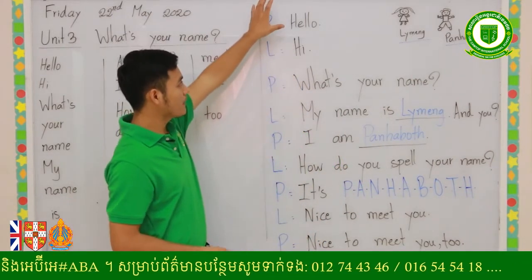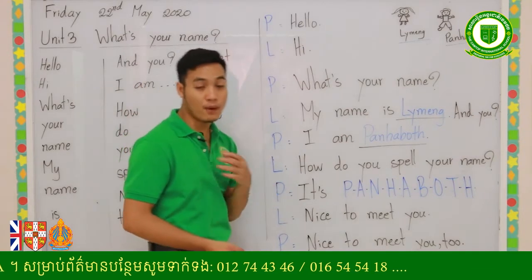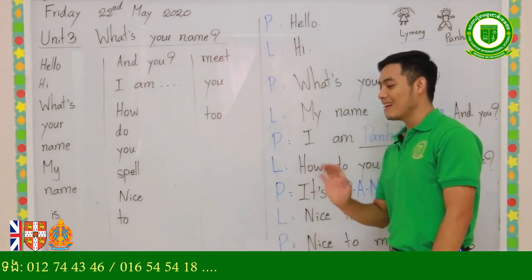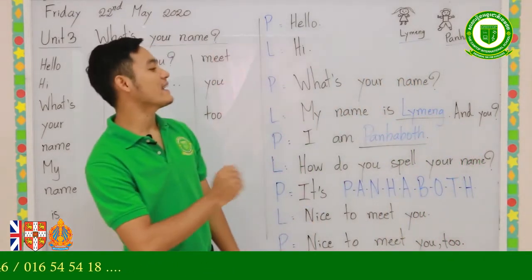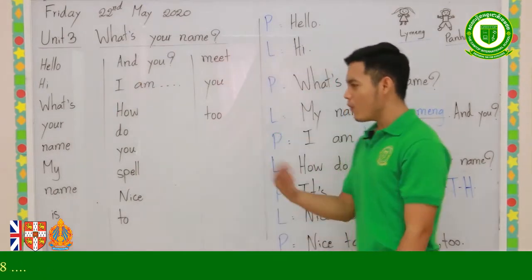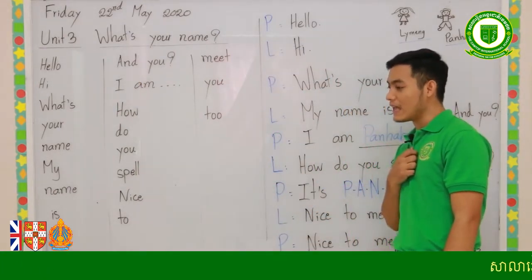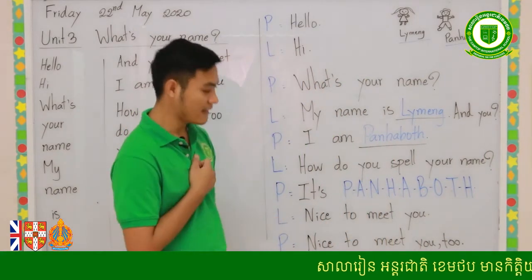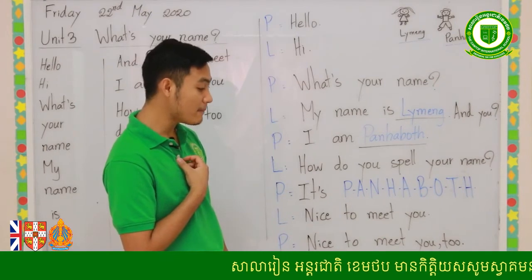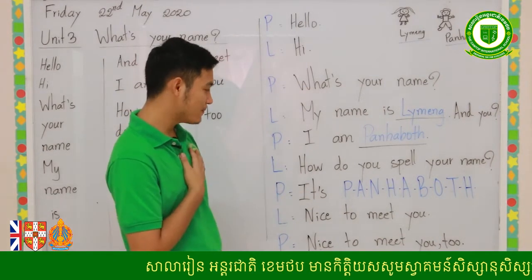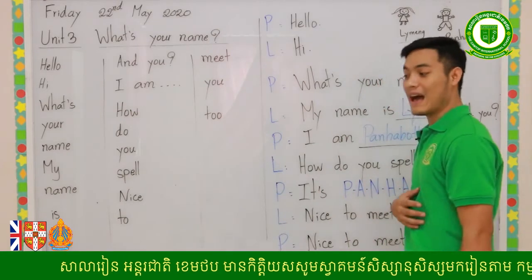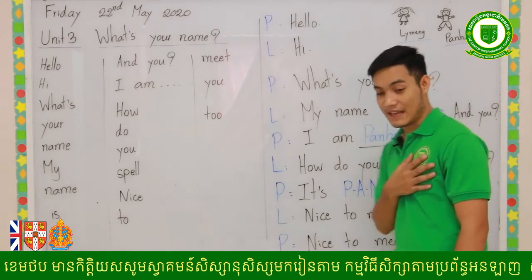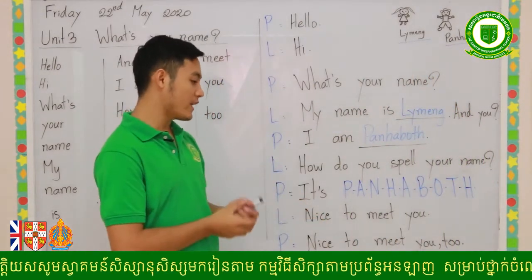Okay, so Panyabot is a boy and Li Meng is a girl. And when Panyabot says, hello, Li Meng says, hi, Panyabot, what's your name? Li Meng said, my name is Li Meng. And you? Panyabot says, I am Panyabot. Then Li Meng asks, how do you spell your name?